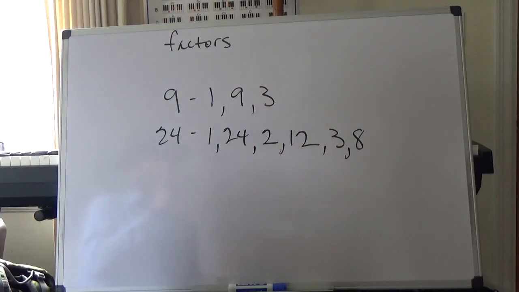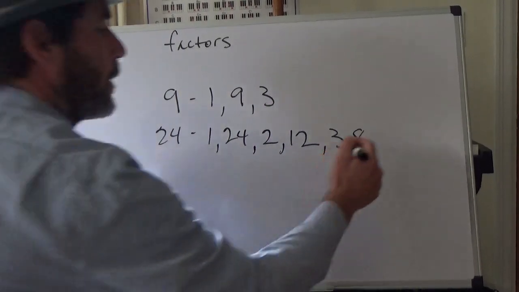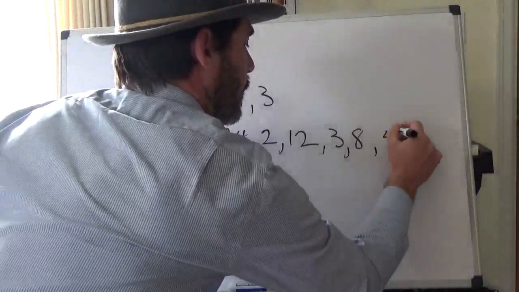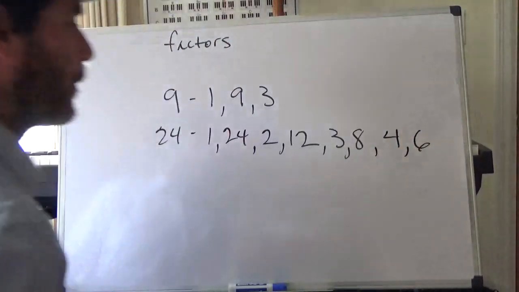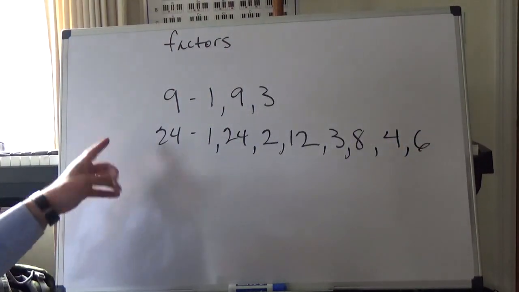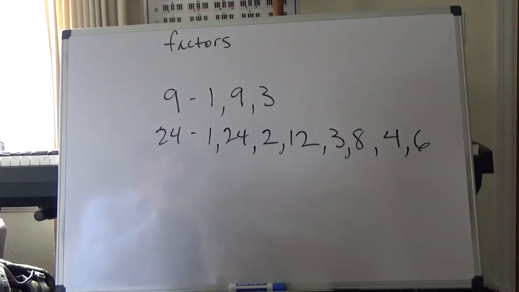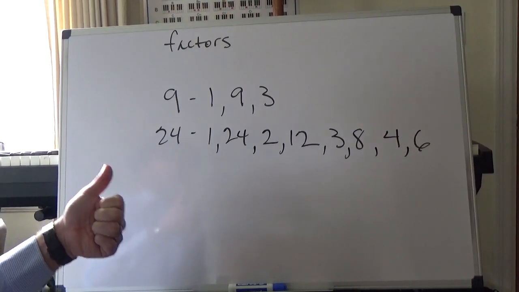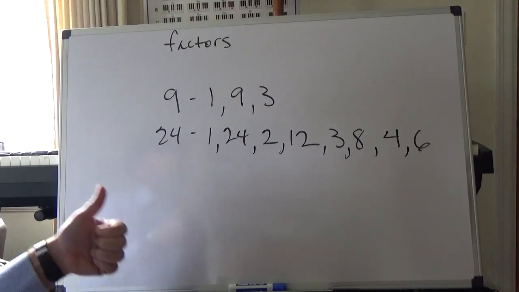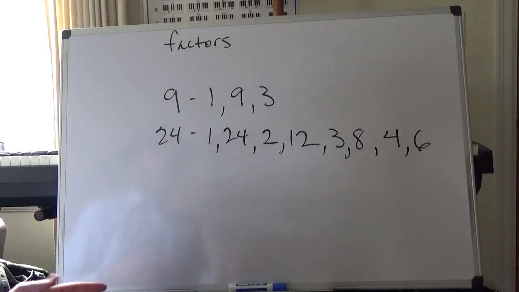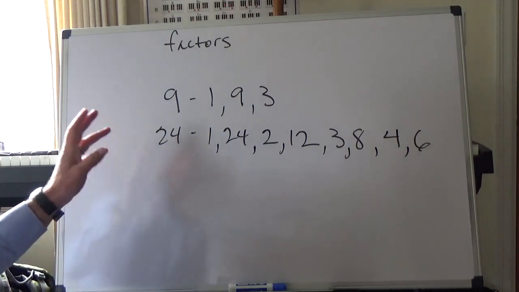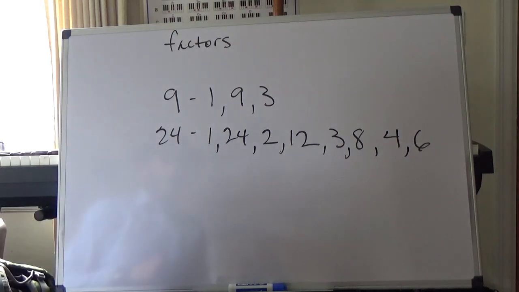Am I done? Well, I don't think so. I know that 4 and 6 can both be divided into the number 24. Am I done yet? Let's see. Can I do a 7? 7 times 3 is 21. 7 times 4 is 28. So I know that I didn't land on a 24. So 7 is not a factor of 24.